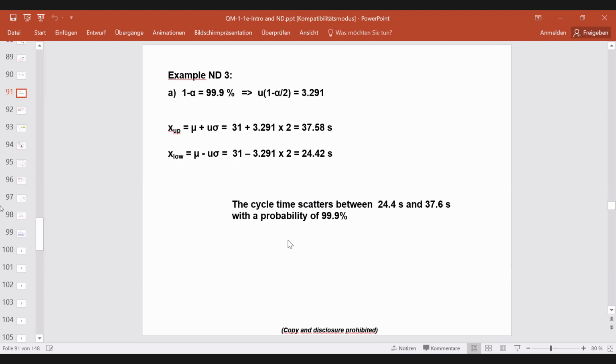24.42 seconds. So this means the cycle time is between 24.4 seconds and 37.6 seconds with a probability of 99.9%. So you can also say 99% of all the parts are between these two thresholds regarding the cycle time. This is the result for this question.